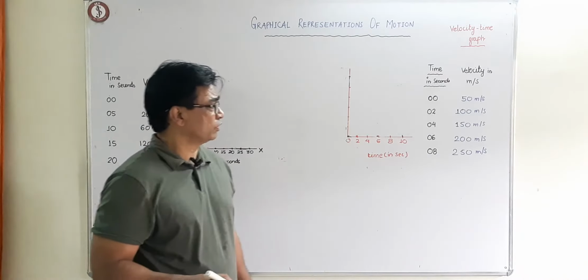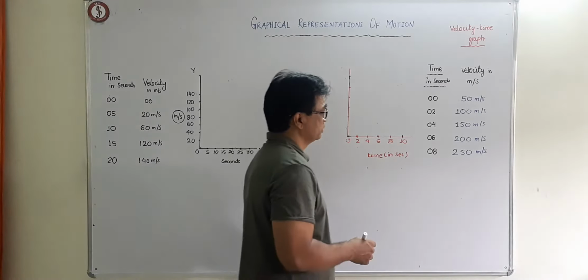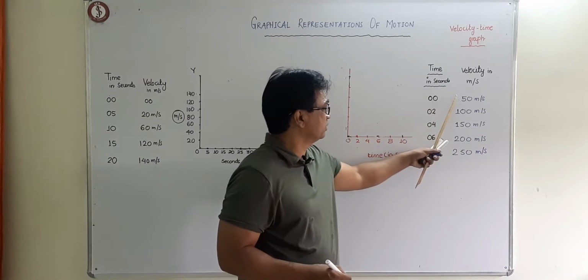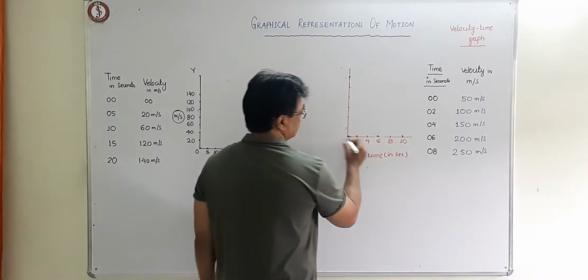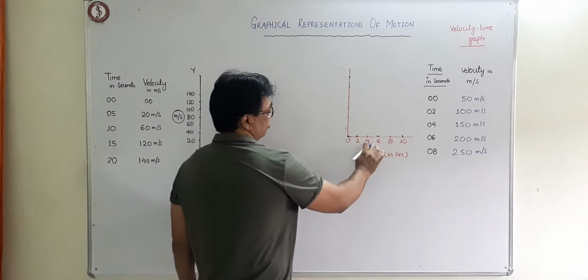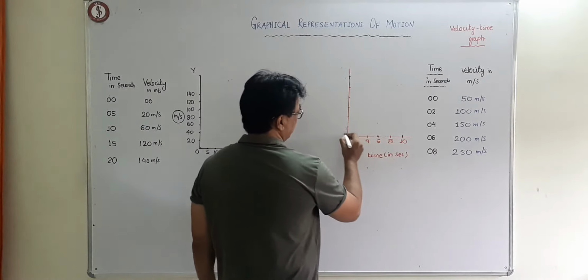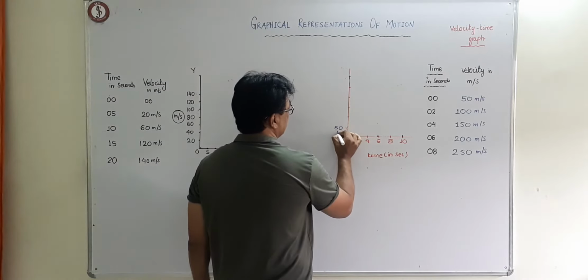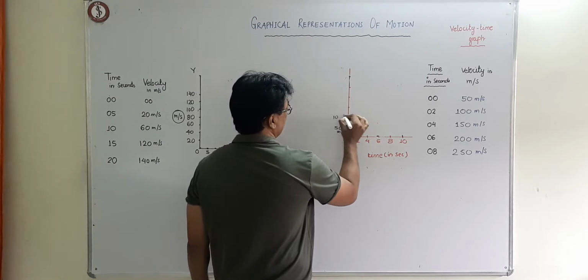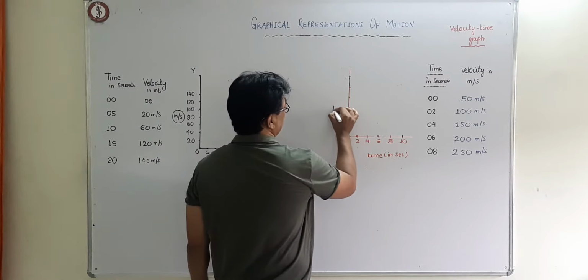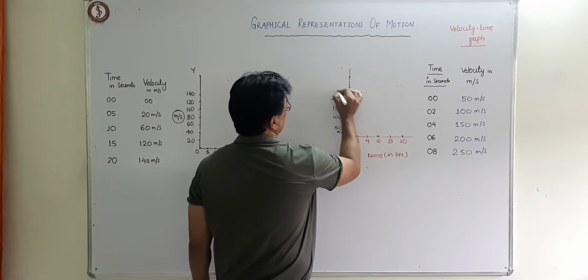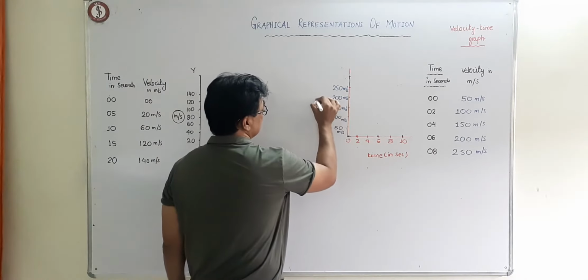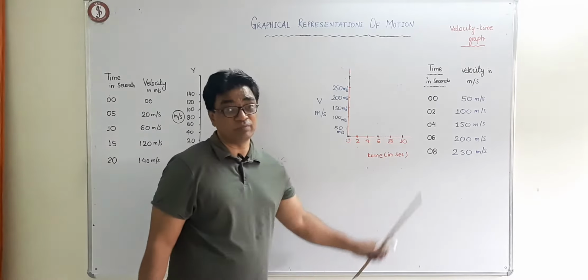So let us see what will happen this time. Let me check the details here. 50, 100. So I am putting over here, time is 2 seconds, 4, 6, 8, and 10. And now I'll take this as 50 meter per second, then 100 meter per second, then 150 meter per second, then 200 meter per second, and then 250 meter per second. This is what a graph is. So meter per second, this is a velocity graph, a velocity time graph.